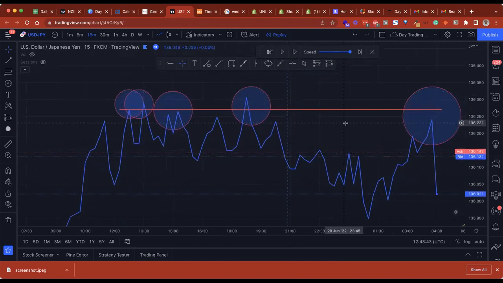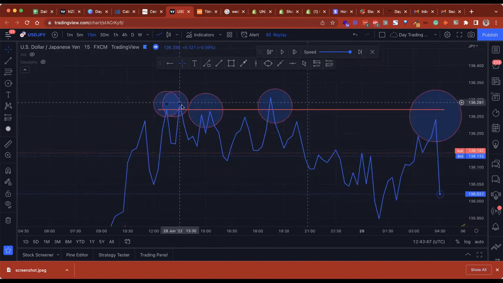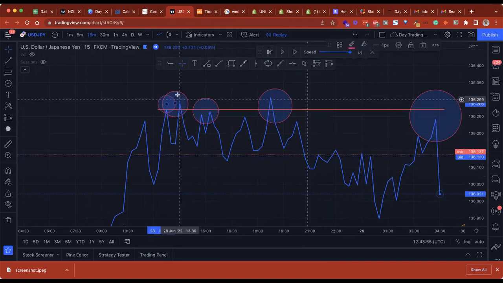Okay, I'm just zooming in on this so you can really see this. So look at these right here. Each one of these is going side to side. So I draw those circles right here because it helps me identify something that I like to call a ceiling.